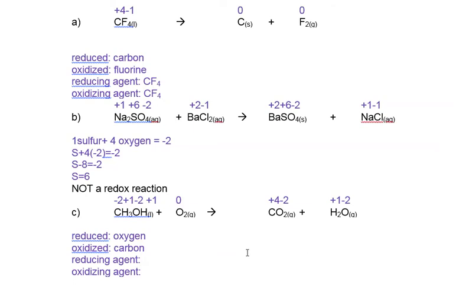So this one's a little more typical when we're identifying a reducing agent and an oxidizing agent, because it's going to be two different substances. So a reducing agent is the thing that causes the reduction. So it's the oxygen that got reduced. Well, what caused the oxygen to be reduced? That was the methanol.